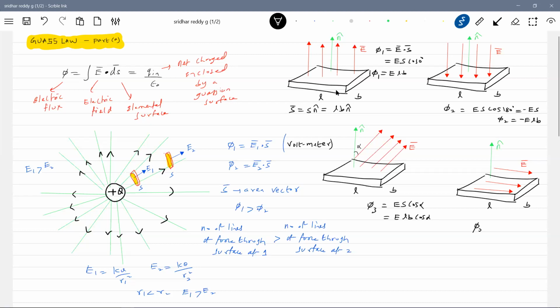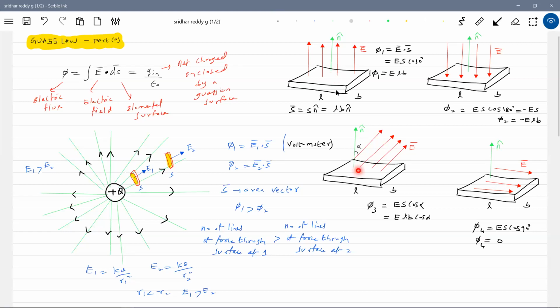Now, second case, fourth case, ES cos 90 degrees. So this will be 0. What do you mean by flux 0? It means the lines of force are not passing through the surface.